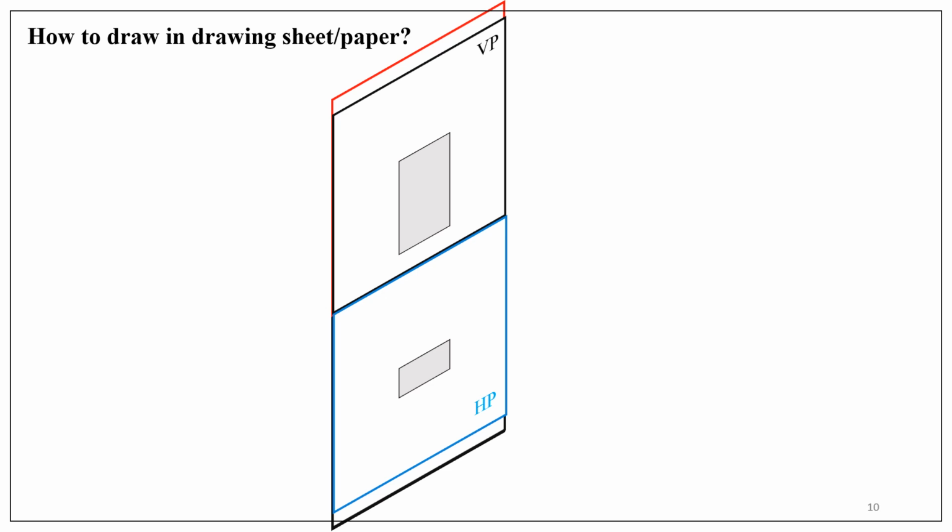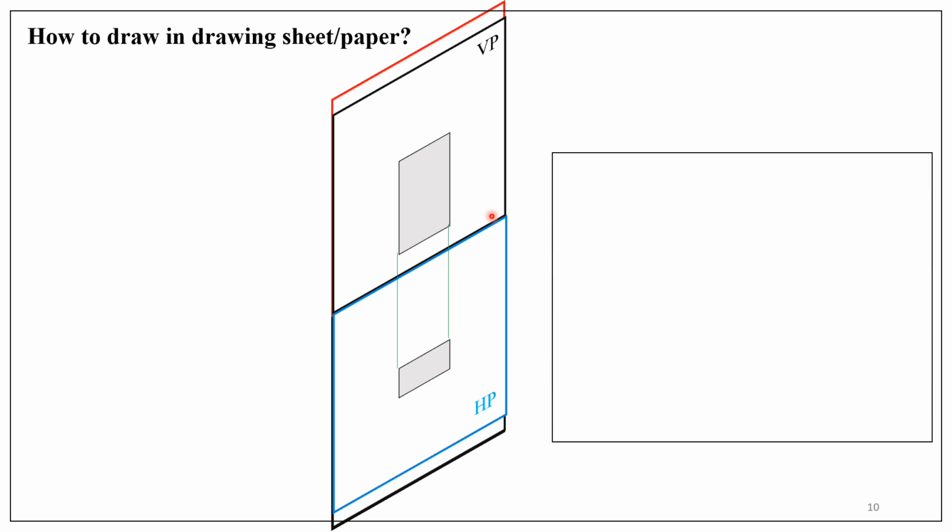In a drawing sheet or a piece of paper, we can draw these two views easily. How? Before that, notice the top view is directly below the front view because the horizontal plane is directly below the vertical plane. Now consider a drawing sheet or a piece of paper. In order to distinguish vertical plane and horizontal plane in this drawing sheet, we make use of the line of intersection.